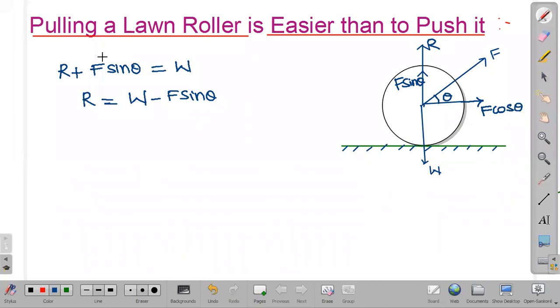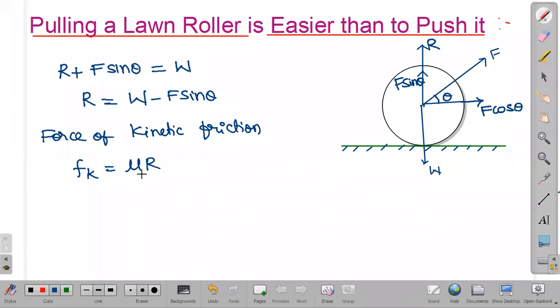Now, generally we have spoken about friction. When the object is in motion, we get kinetic friction. So if I write an expression for the force of kinetic friction, as the object is moving, kinetic friction comes into play. Whatever friction it is, what is the formula? Mu into R we will write. As it is kinetic friction, mu k into R we will be writing, right?